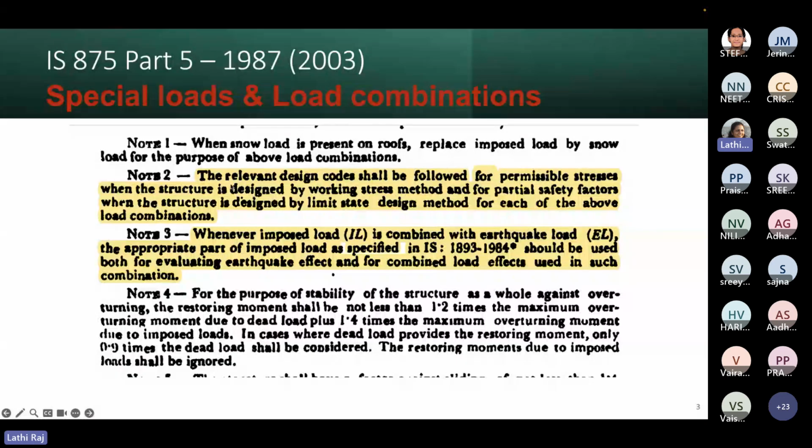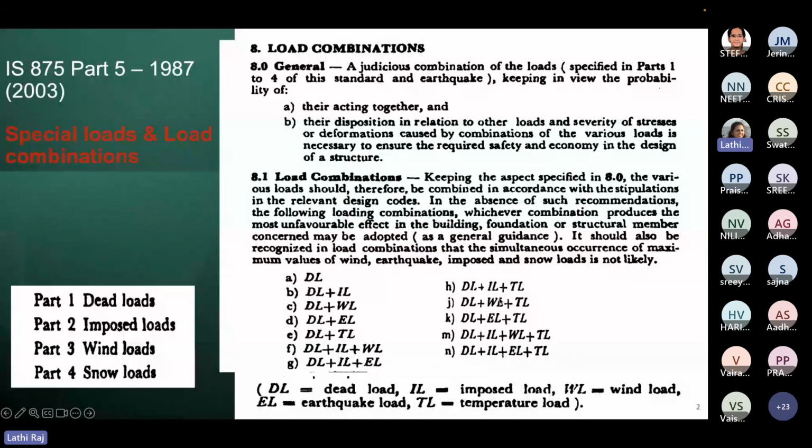What it says: the relevant design code shall be followed for permissible stresses when the structure is designed by the working stress method, and for partial safety factors when the structure is designed by the limit state design method. So for each of the above combinations, whatever combination they are giving here, either you should have a partial safety factor if you are doing the limit state design, or you should have an allowable stress if you are doing a working stress method. Is that clear?